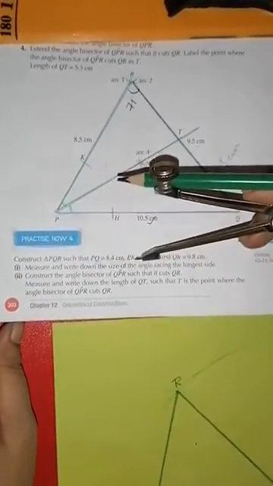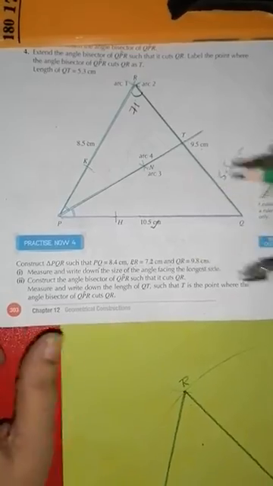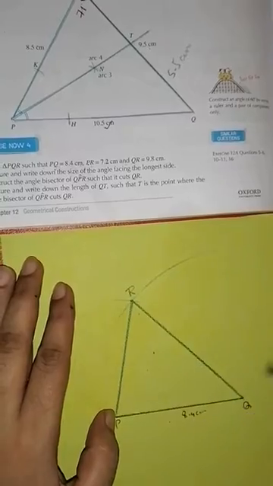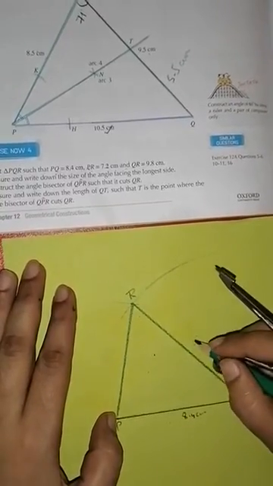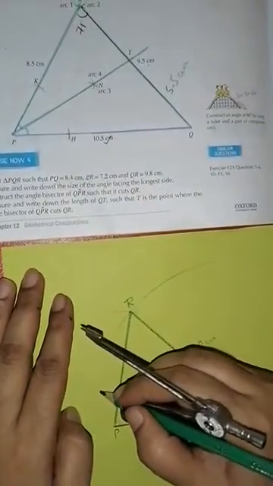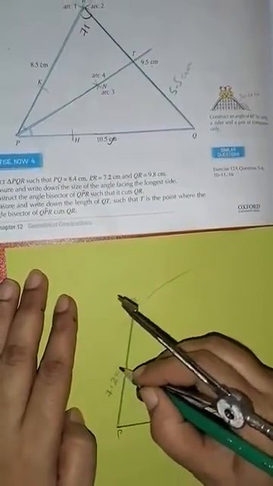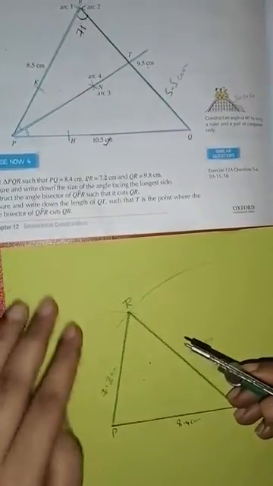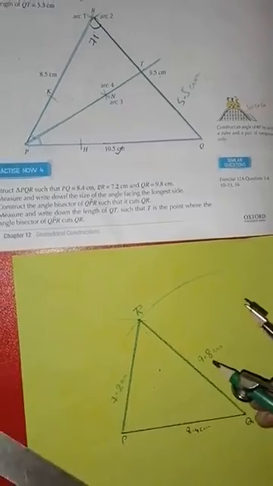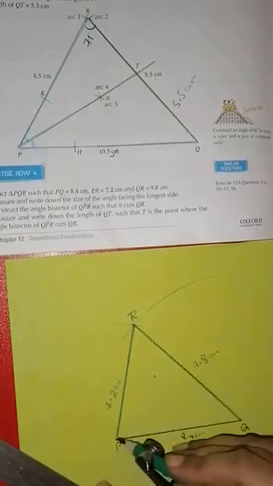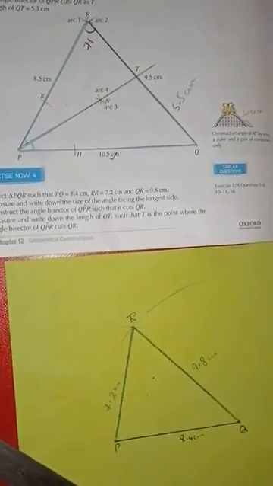Now see the first part. Measure and write down the size of the angle facing the longest side. See here, this is 8.4 centimeter, this is 9.8 centimeter, and this is 7.2 centimeter. So which is the longest side? 9.8 centimeter is the longest side, right? So we have to measure this angle because this angle is facing the longest side.